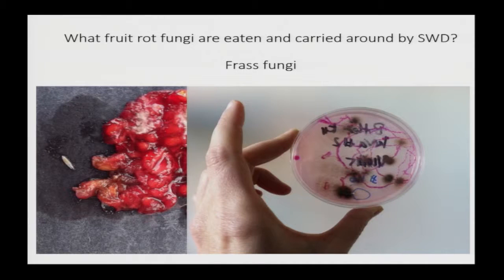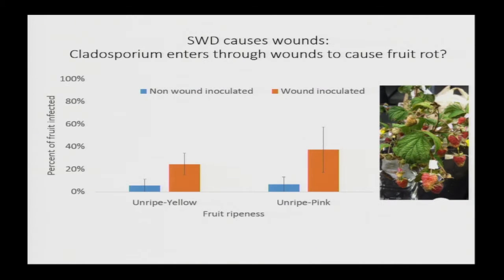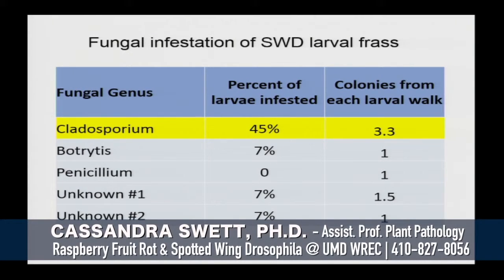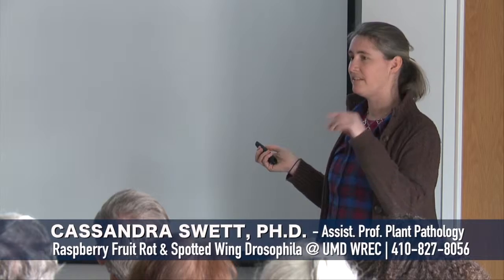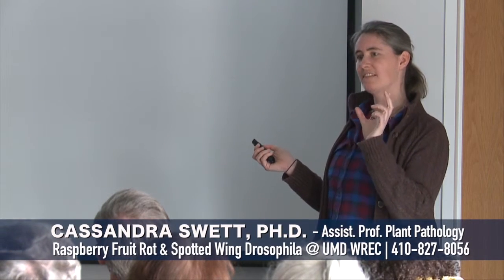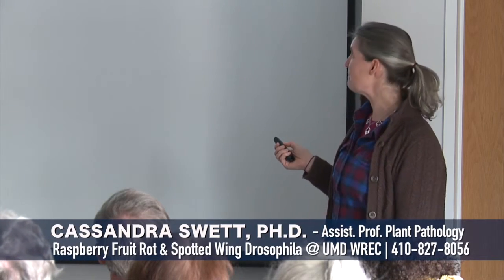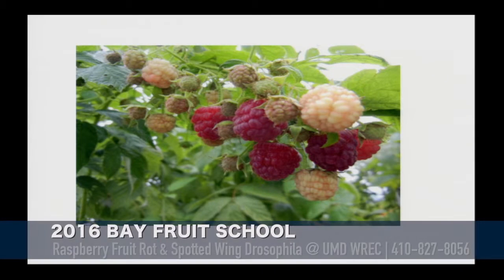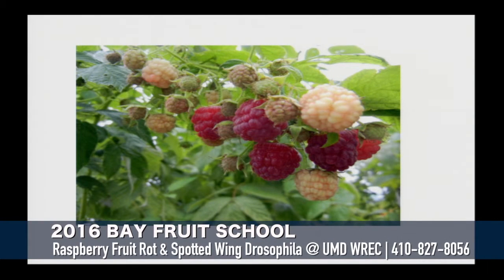For the sake of time, I'll just come to some of the conclusions here. We also found Cladosporium in the larval frass. We made the larvae walk on a plate and they pooped, and Cladosporium is present in the frass, so it looks like the spotted wing is also eating it. This is a horrible slide, so I'm just going to skip it. The point is that we think spotted wing might be an important driver of fruit rots in this area.